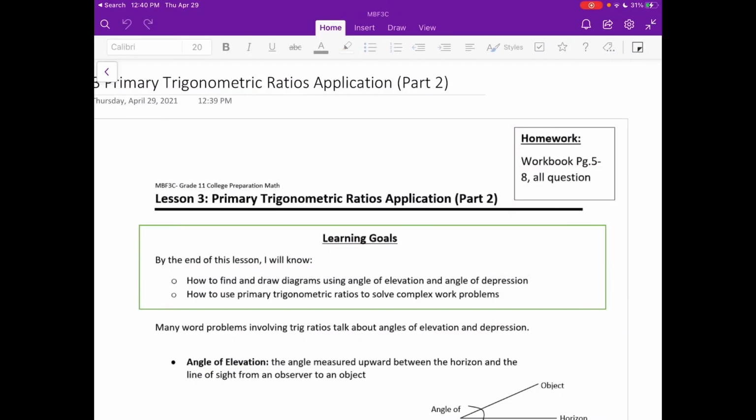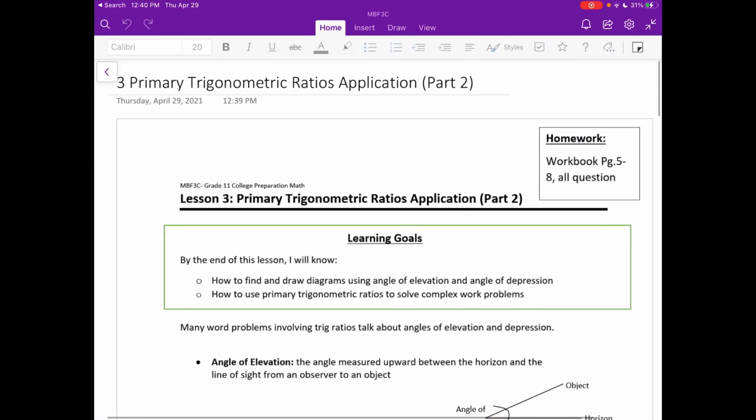Hi class, so today we're going to be going over lesson 3, which is primary trigonometric ratios and their application. So this is just a continuation of lesson 2. Lesson 2 is more how to do knowledge-based problems. We're focusing more on how to actually do application-based problems, so word problems with this stuff.